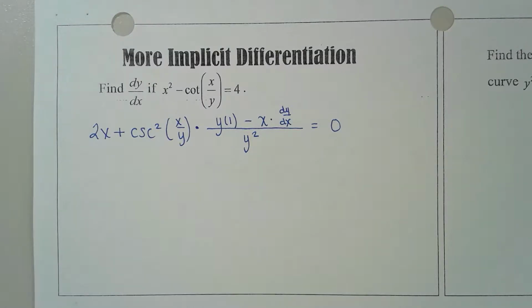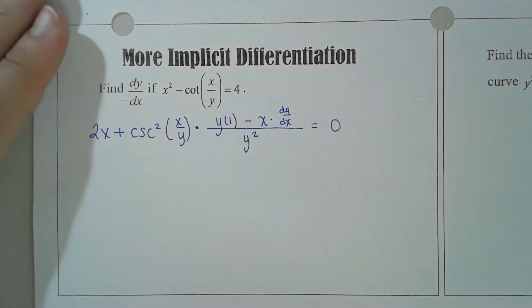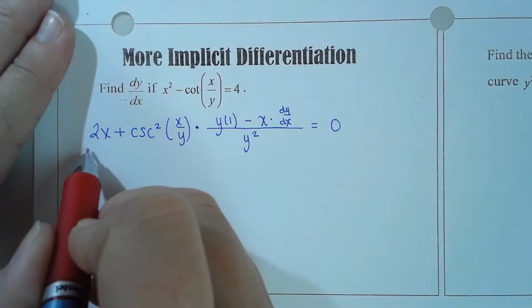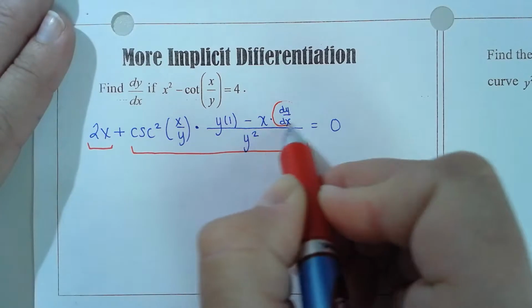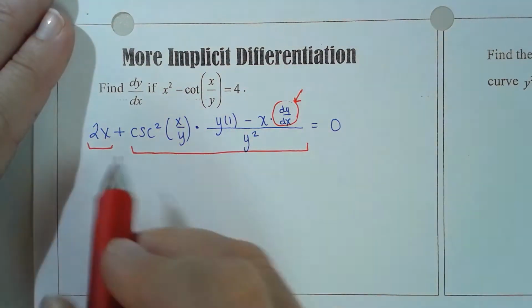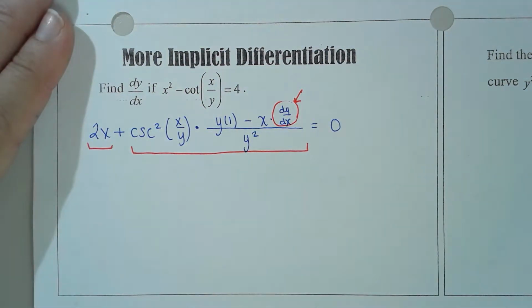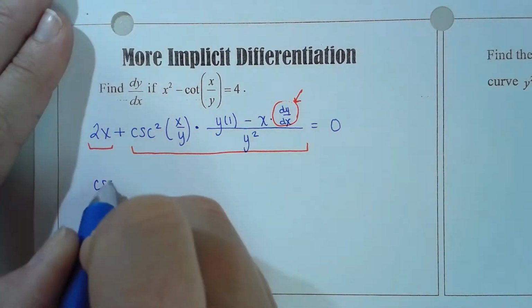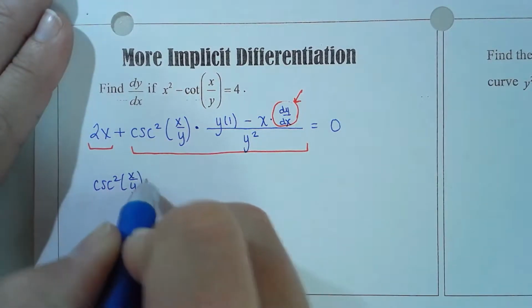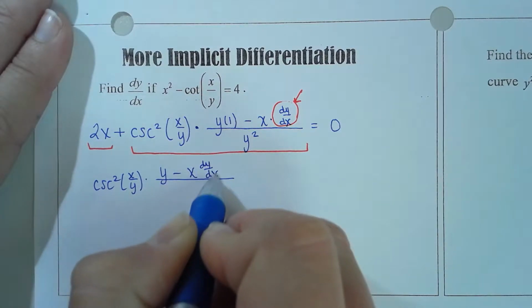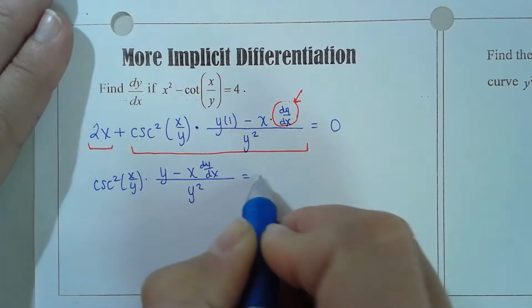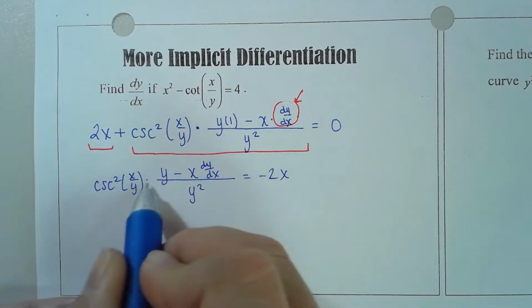So we've taken the derivative of everything. Our goal now is to get dy/dx by itself. We want to just kind of talk this through. We really have two terms, right? This one thing is all one term, and here's my dy/dx. So I would start by moving the 2x to the other side. So we have cosecant squared of x over y times (y minus x dy/dx) all over y squared is equal to negative 2x.